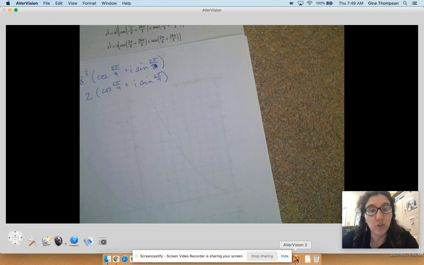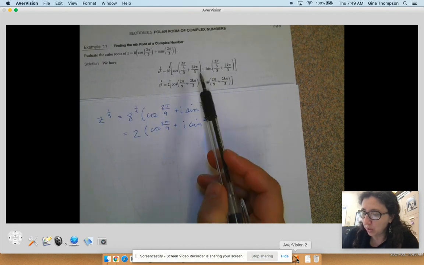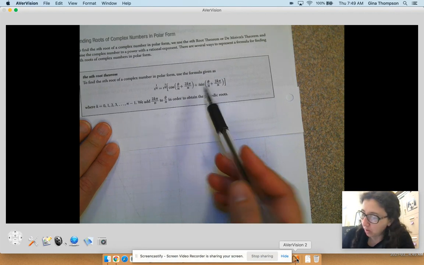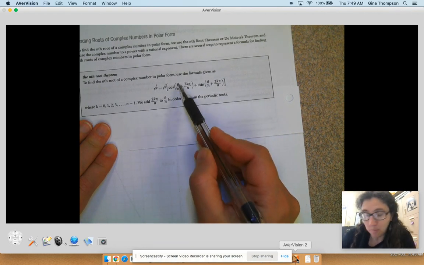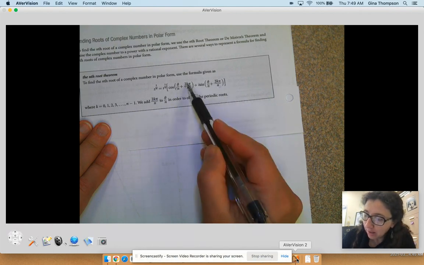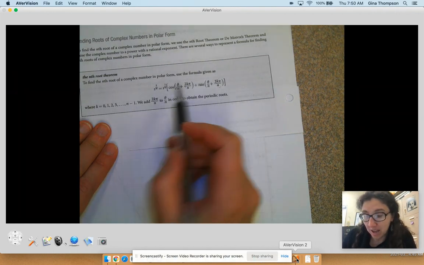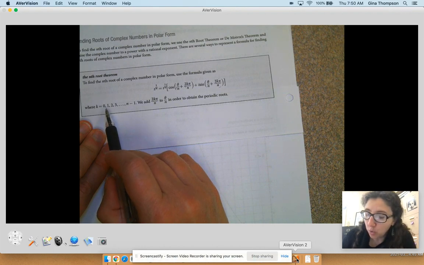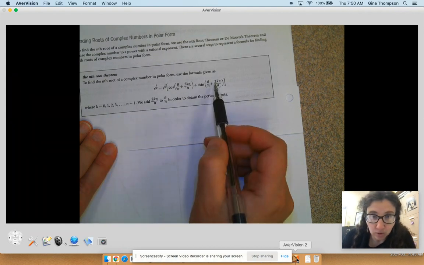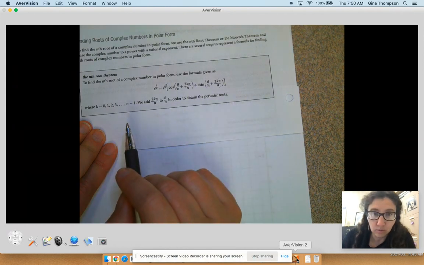Okay, I was trying to make this too easy, so let's do it the right way. Here's what we actually have to do for the nth root theorem. Not only do you have to divide the angle by n, we need to add 2k pi over n, so 2 pi over n for different values of k. In this case, we have a third root, so we're going to need to let k equal 0, 1, and 2. So we're going to get 3 answers: one where k is 0, one where k is 1, and one where k is 2.